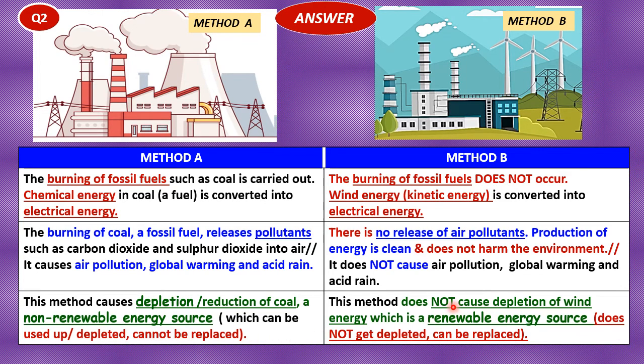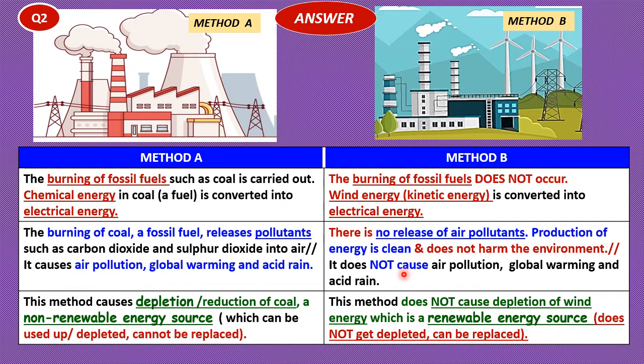On the other hand, for method B, it does not cause depletion of the wind energy, which is a renewable energy source that does not get depleted and can be replaced. So renewable means can be replaced, because after we have used the wind energy to produce electrical energy, there's more wind. Every day the wind is blowing, and it doesn't run out. Okay, this energy source doesn't run out. So we can keep using it to produce the electrical energy. All right, so wind energy is a renewable energy source that does not get depleted or reduced, and it can be replaced.